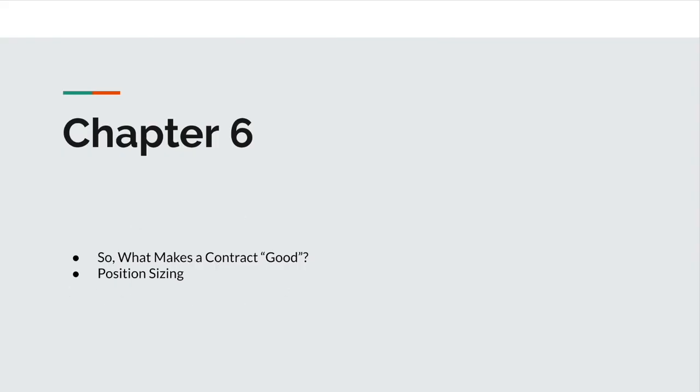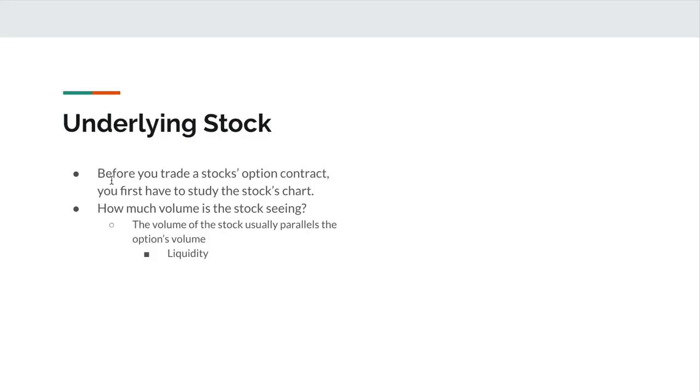So the first thing that makes a contract good would be the underlying stock. So obviously, before you trade a stock's option contract, you have to first study the stock's chart. If you know how to determine where the next move is going to be in a stock, or where you think it is going to go, then obviously you'll be able to purchase options accordingly. So you must study the underlying stock. You have to see all the different factors affecting and impacting it at that very moment, and the things that can impact it for the long term if you plan on holding the option for a long term.